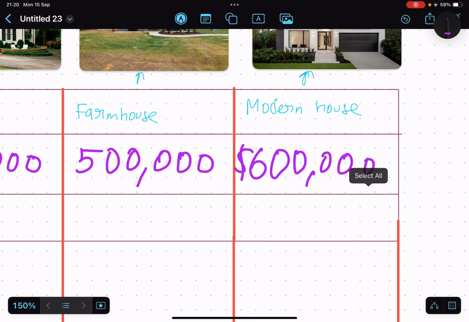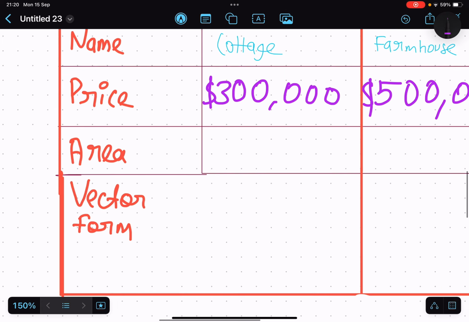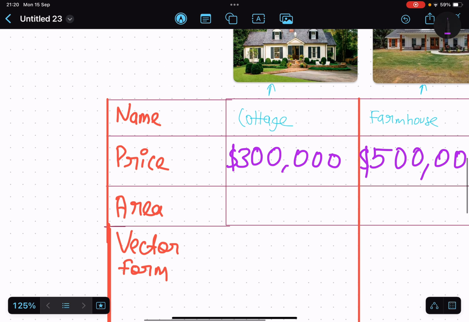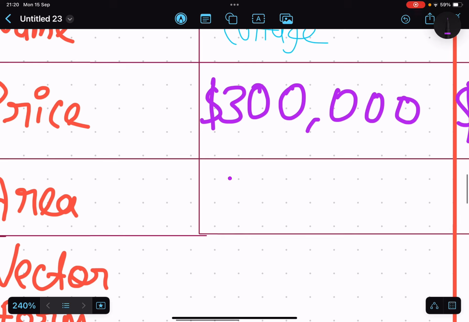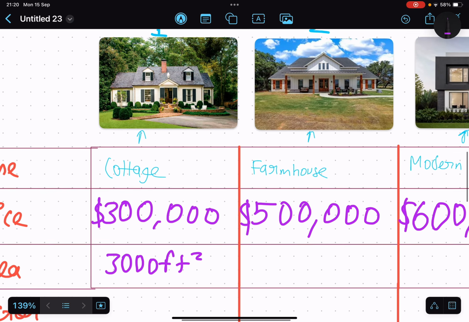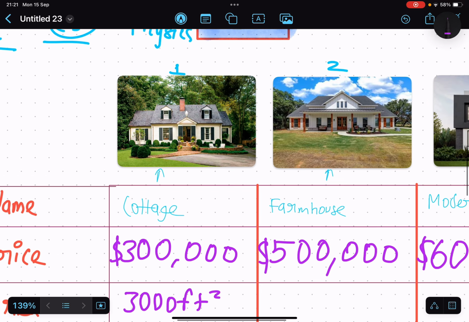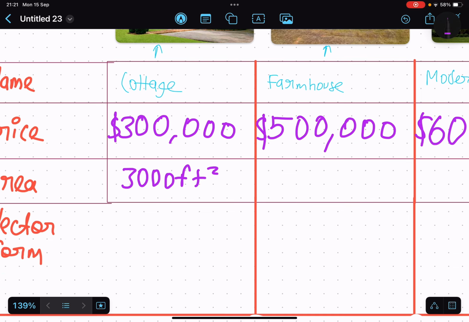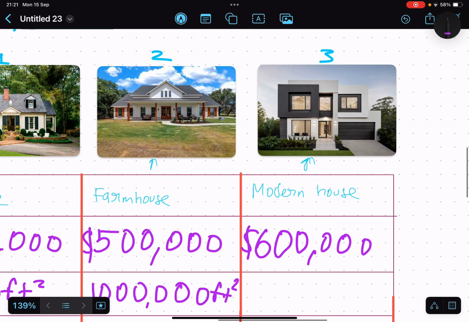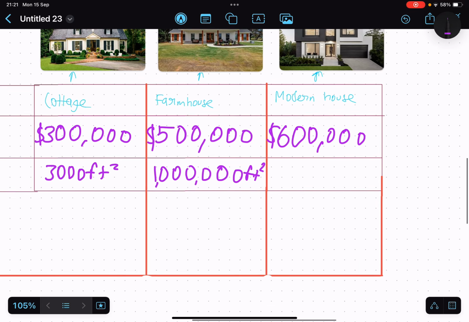And what about the area? Our cottage is very small, so the area is like 3,000 square feet. This is just me trying to prove an example on how to use vectors, so this is not actual data from these houses, okay? Let's say a farmhouse is typically bigger, right? So maybe a million square feet. Perhaps a lot, perhaps not, right? A million square feet. Now, in case of the modern house, it's kind of small, right? Smaller than the farmhouse. So let's see, 400,000 square feet.